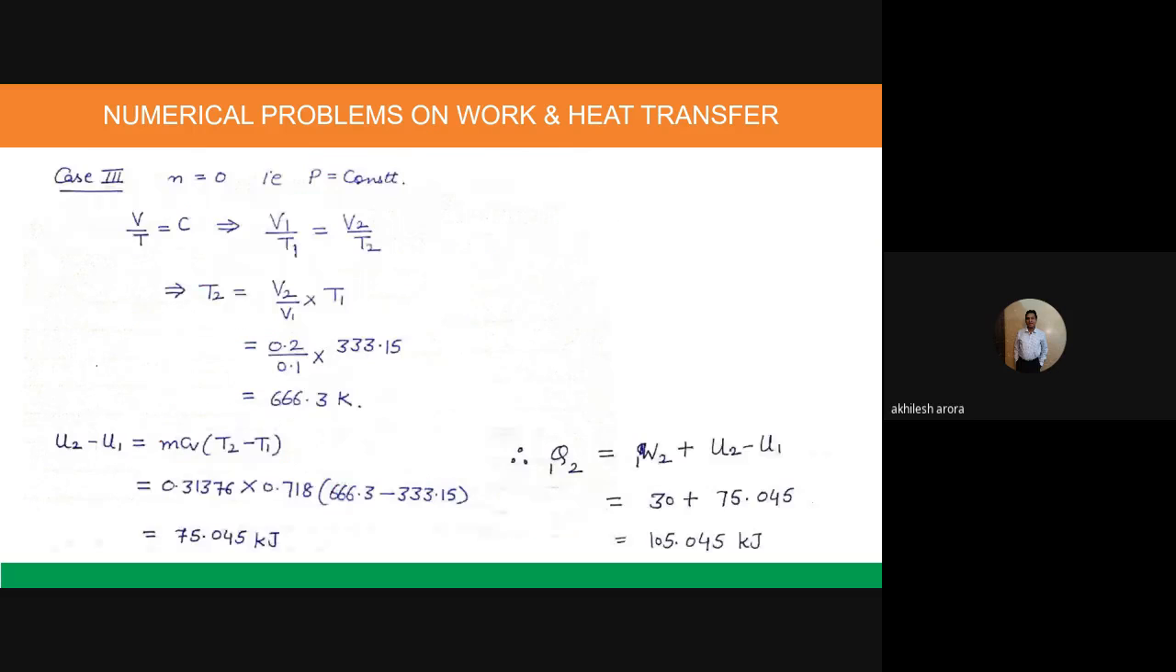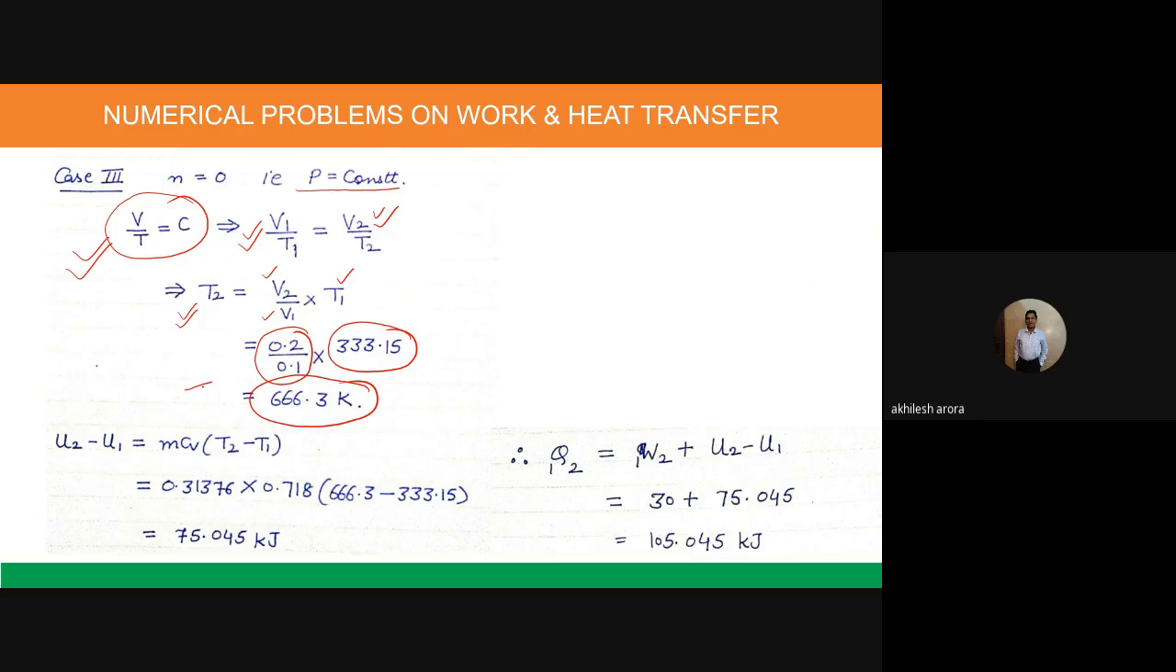Now let us take the last case when the pressure is constant. For a constant pressure process, this is the relationship between volume and temperature, that is V by T is constant, and I can write it for both the state points. V1 by T1 is equal to V2 by T2, and from here the value of T2 can be given as V2 by V1 into T1. Put the values of V2 by V1, 0.2 by 0.1 multiplied by 333.15, and you will get the value of temperature T2 as 666.3 Kelvin.